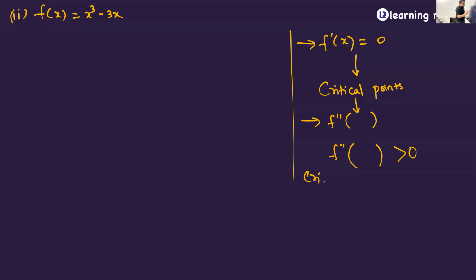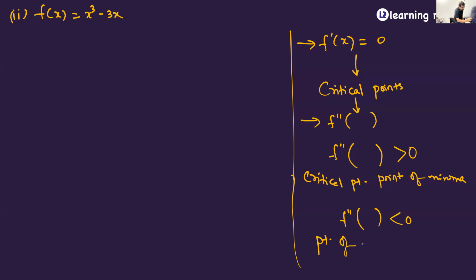Okay. So then the critical point will be, yes. Similarly, if f double dash of something comes out to be less than 0, then it is said to be point of maxima. Then what are you supposed to do?